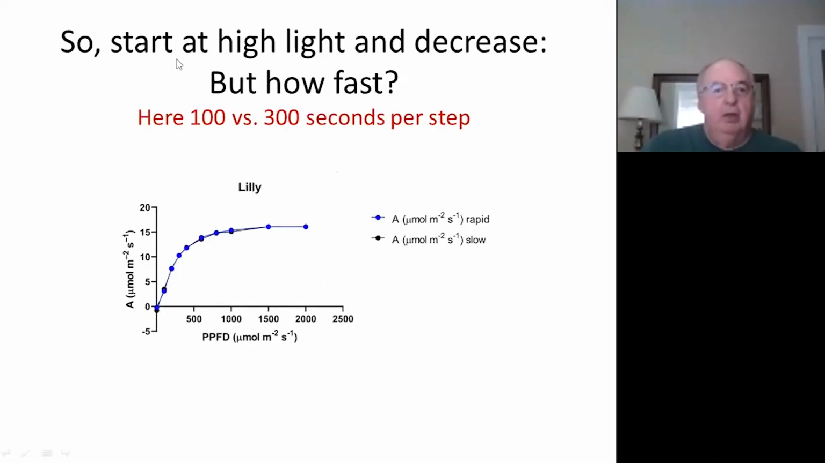So we tend to start at high light and decrease, but how fast can you decrease light? That's a good question. I've tried 2 different species here, and we've done a comparison of 100 seconds per step versus 300 seconds per step down in PPFD. These are both plotted here. It looks like only the blue dots are shown, but there are actually black dots directly underneath the blue dots.